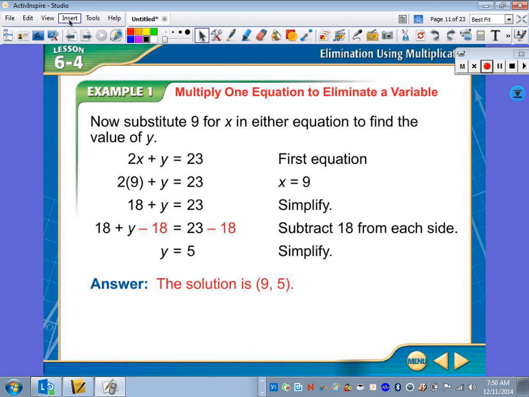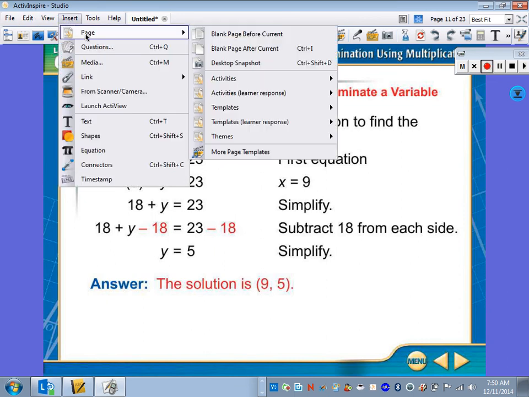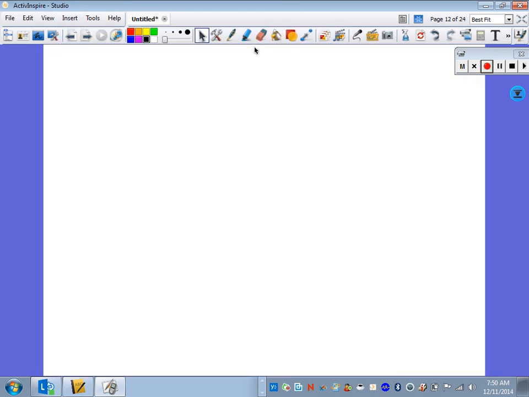So let me insert a page here after this one. I have a couple of examples that I want to do, so we're going to do those really quickly. Our first, call this example 1A.